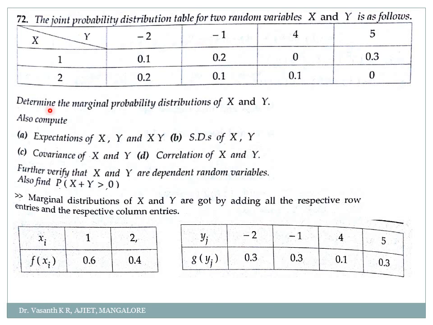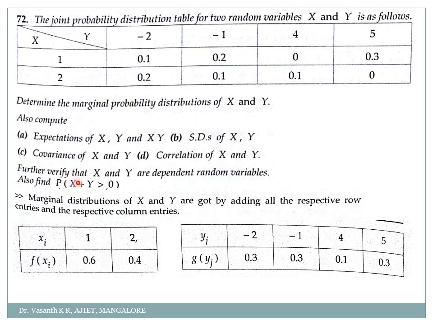Now what have they asked you? Determine the marginal probability distribution of x and y. Marginal probability distribution means what? This one only. You have to do x separately and you have to do y separately. That is your marginal probability distribution. Also compute expectation of x, y and xy as we did in the previous problem. Then they ask me to find the standard deviation of x and y, that is sigma x and sigma y. Then covariance of xy and correlation of xy. Same thing, whatever you did in the previous problem, we have to repeat here.